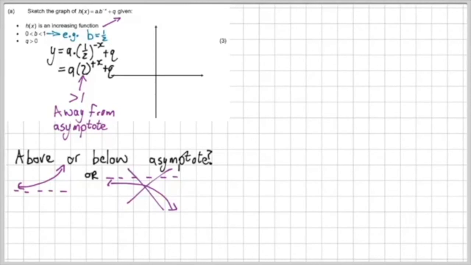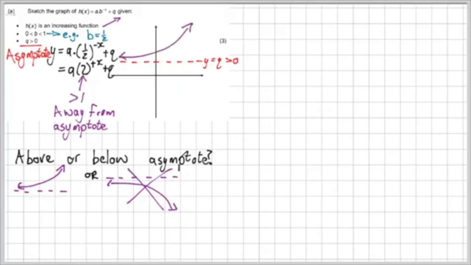So now we've got to look lastly at that q value. That's actually the easiest one of them all. The q value being greater than 0 is an asymptote. In other words, my asymptote lies above the x-axis, and there I've drawn it in. In other words, last little bit, my graph will lie above that, going away from, or diverging. So the graph will look like that.